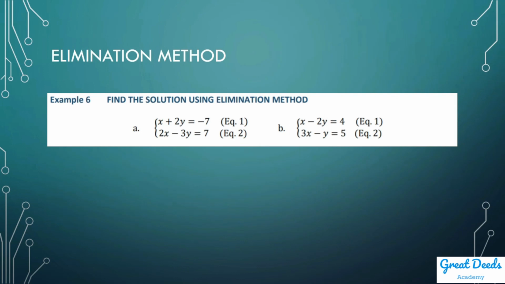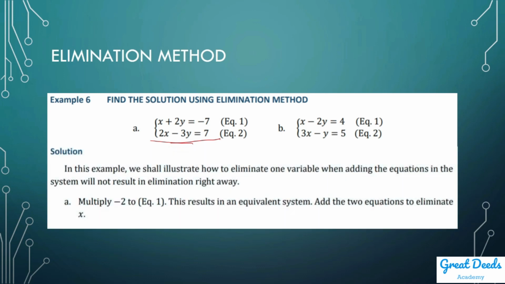Find the solution using elimination method. Let us begin with letter A. Well, in letter A, by simply adding the two equations, we cannot eliminate any variable. If we were to add the two, this one becomes 3x. This one becomes -y. And this one becomes 0. So you still have two unknowns, x and y. So it does not carry the intention of the method. The intention of the method is to eliminate one variable.